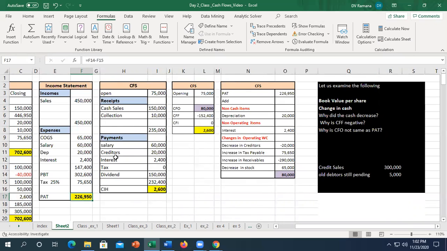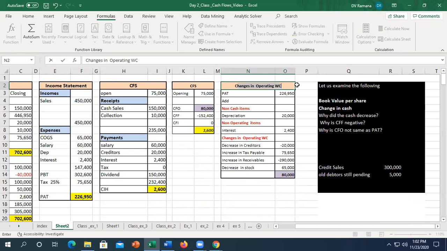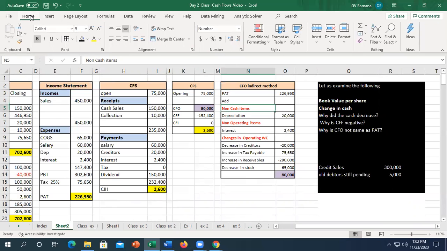And to answer this question, it's always better to find CFO by using an indirect method as prescribed by the Ind AS 7 and also AS 3. So we know that profit is not equal to CFO because of non-cash items, because of non-operating items, and because of the changes in the operating cash working capital. So let us see what are the non-operating, non-cash, and the changes in the operating working capital.